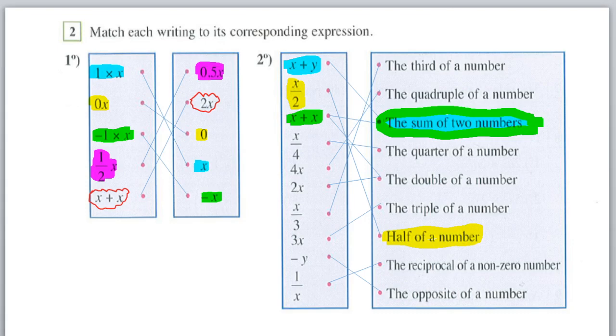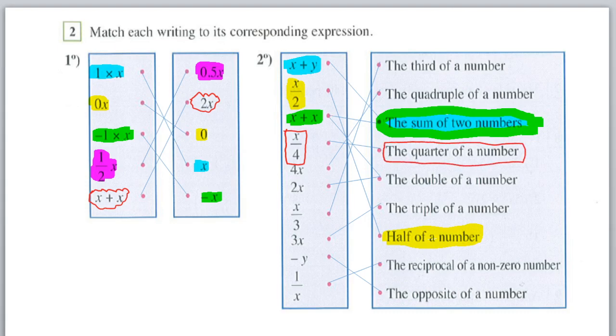Okay, so let me start here designing some shapes. X over 4. Is it a third of a number? No, it's the quarter of a number, not the quadruple or double of a number. So look at this, x over 4, it is a quarter of a number. So it's for this.